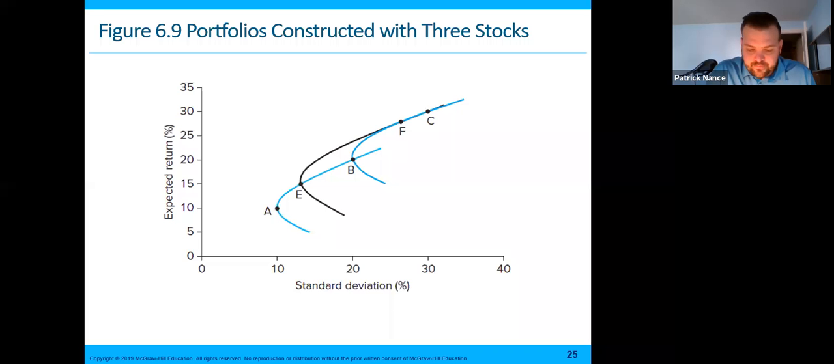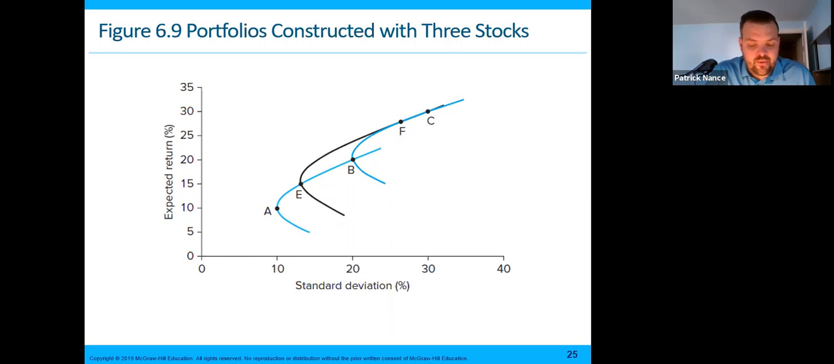So the points A, B, and C here represent expected returns and standard deviations of three different stocks. The curves passing through A and B show the risk combinations of portfolios formed from these two stocks. Similarly, the curve passing through B and C shows the risk combinations formed by those two stocks. Now observe point E. It's on the AB curve, and point F on the BC curve.